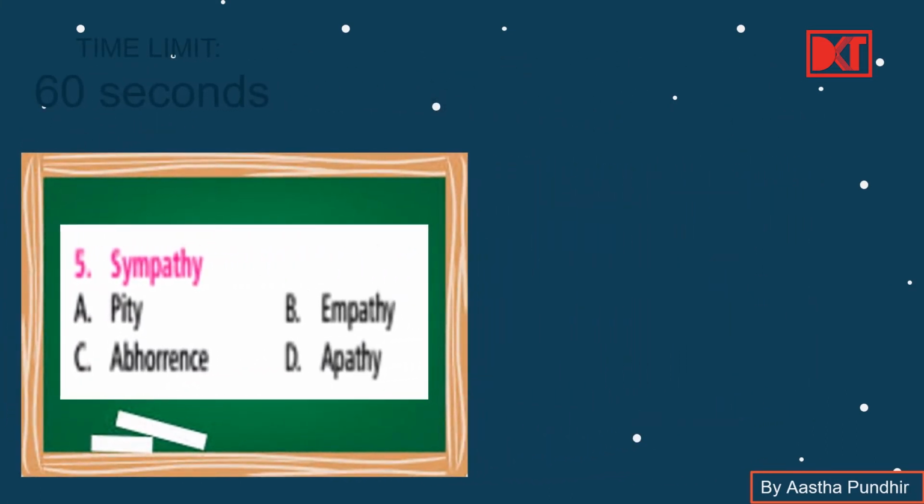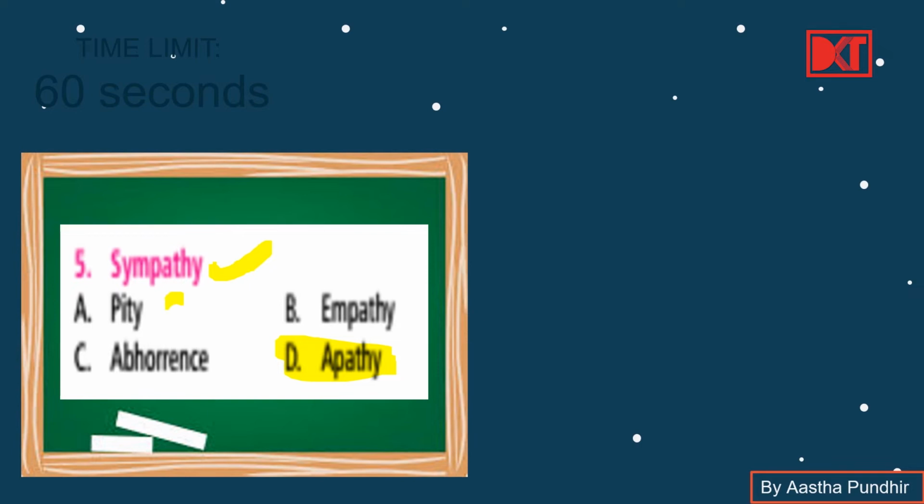Okay, here we have sympathy. The options are pity, empathy, abhorrence and apathy. So here the word which means the opposite to sympathy is apathy. Apathy is D. Now sympathy actually means when you are feeling kind for someone, sympathizing with them. Okay, whereas apathy actually means when you are least concerned about someone.